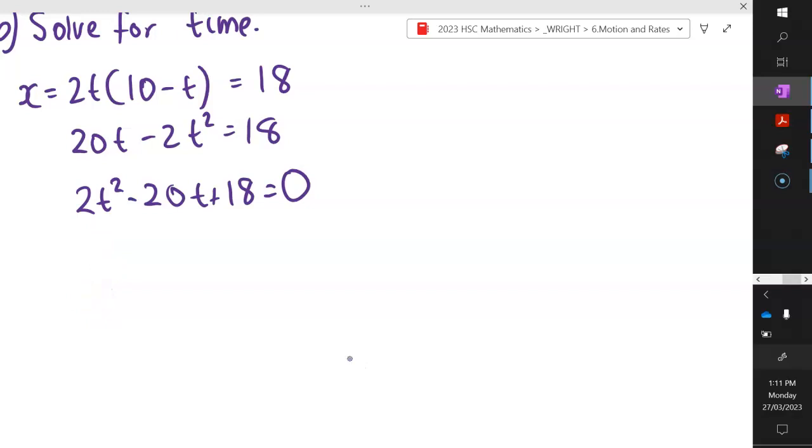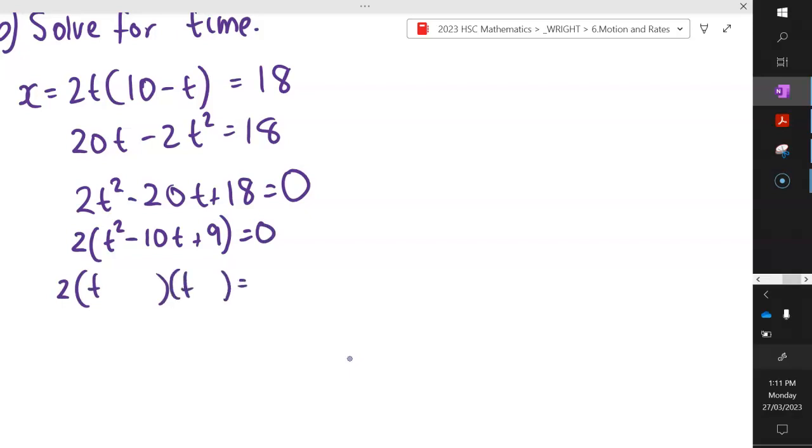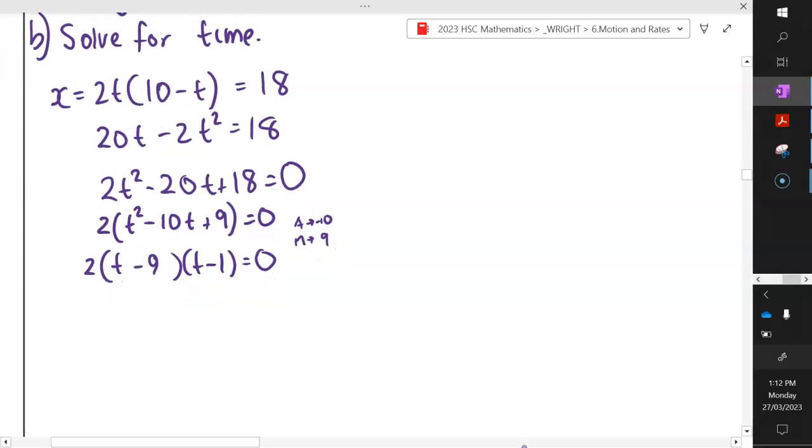So let's pull out a 2 out the front of this, and we're going to get t squared minus 10t plus 9. You're all amazing at factorising these now. So let's look at that. We're looking for where it adds to minus 10 and multiplies to 9. That would be minus 9 and minus 1. If we multiply those together, we get 9. If we add them, we get minus 10. So our times would be, setting each bracket to 0, t is equal to 9 and t is equal to 1.